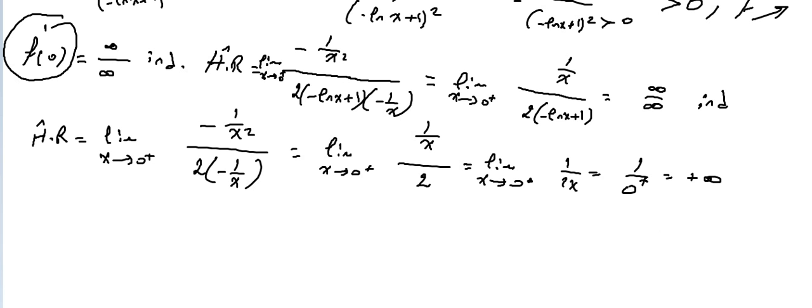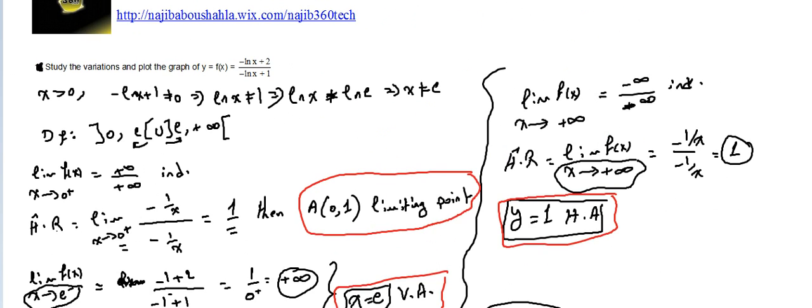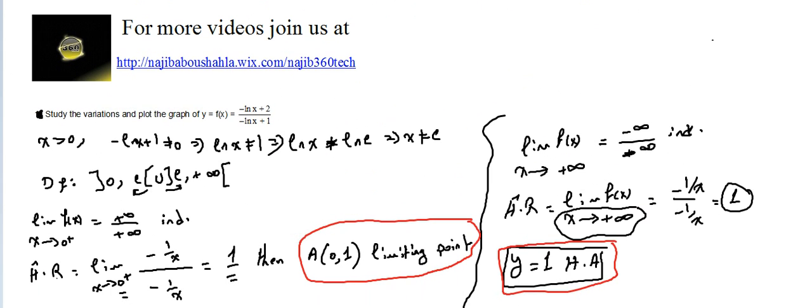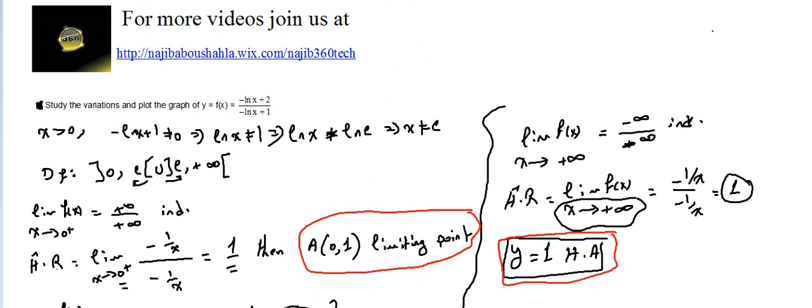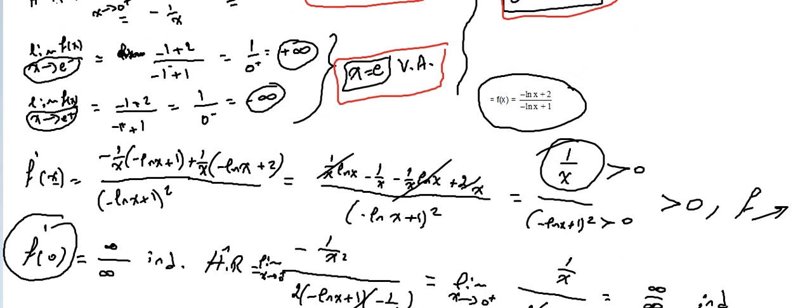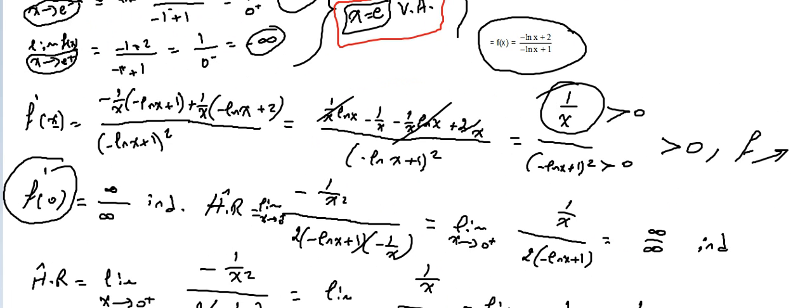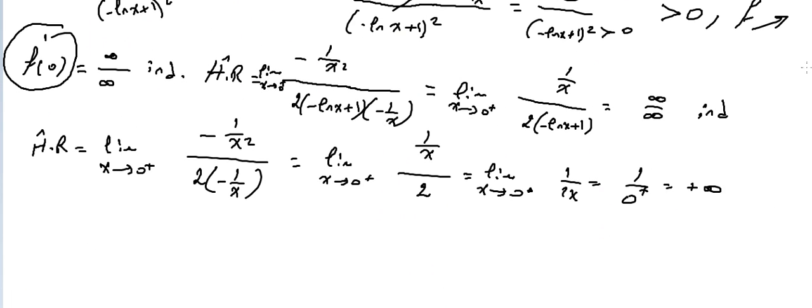Logarithm video part 14, we are continuing the function f of x equal minus ln x plus 2 over minus ln x plus 1. I will continue this function just in this part. And we were doing f prime at 0, because (0, 1) was the limiting point. So f prime at abscissa 0 is the limit at 0 plus of the derivative, right? And we found that the limit gives me infinity.